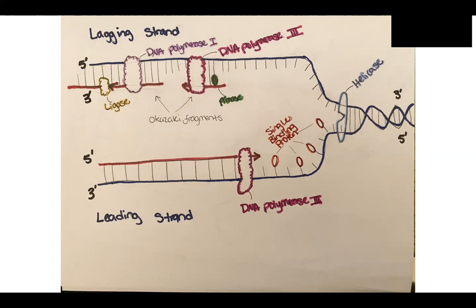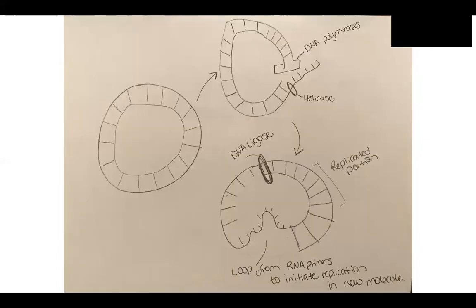On the lagging strand, we have portions of DNA called Okazaki fragments, which make it discontinuous. But these fragments are sealed up with ligase at the very end. Here we have a diagram of rolling circle replication.